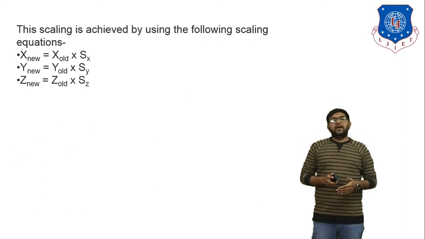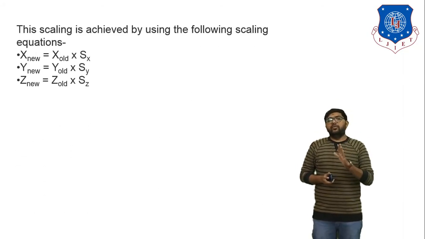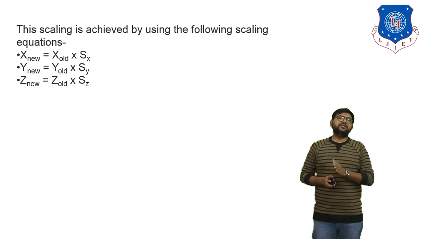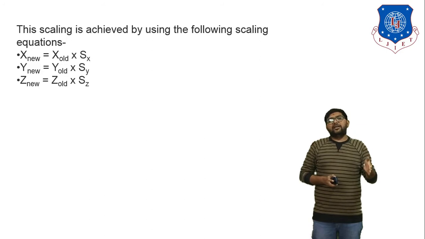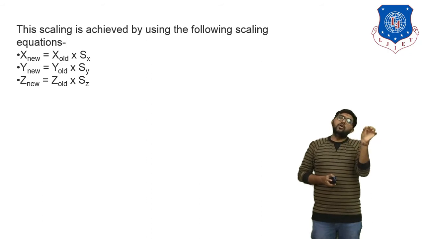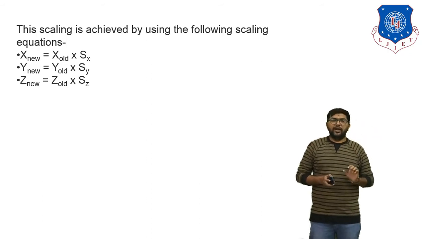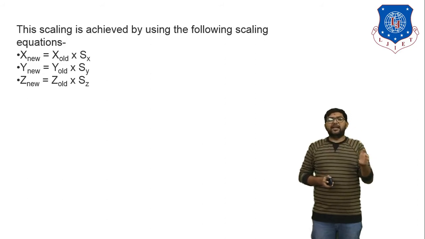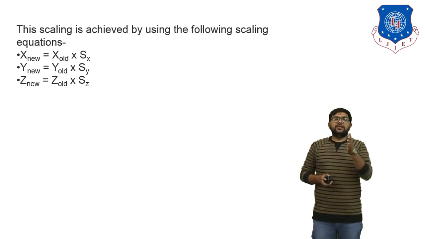Now if you want to scale any object, you just have to multiply the scaling factor with the particular coordinate. Like if you want to find the new position of the x coordinate, you have to multiply the scaling factor with the old coordinate of that point. Like x new is equal to x old into the scaling factor of the x axis, sx. In the same way, y new is equal to y old into sy and z new is equal to z old into sz.